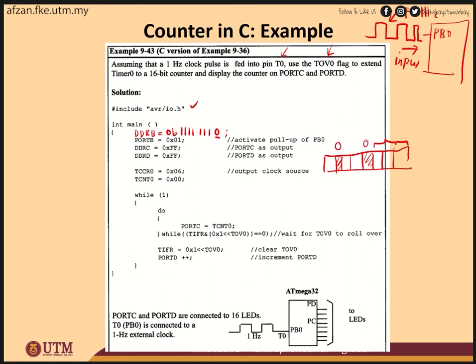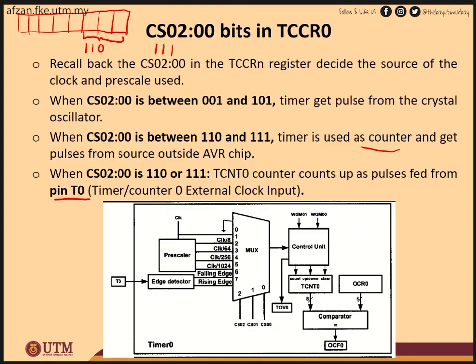What about this one here? What is the value that we need to put here? In this case, you can select either 110 or 111, depends on you. Because we are going to make it a counter, we need to select either 110 or 111. If you select 110, what happens? This is a falling edge counter, and this is the rising edge counter. Is it correct or not?